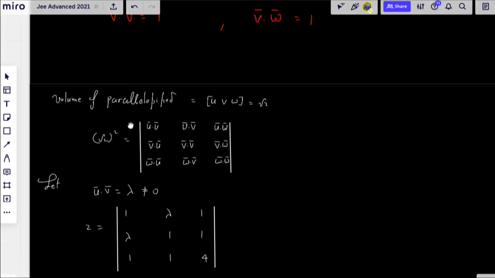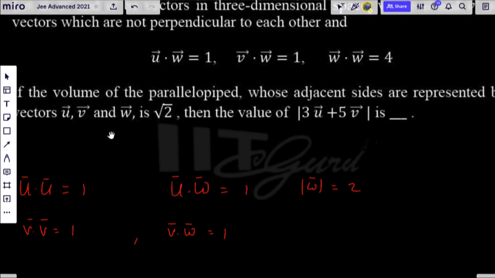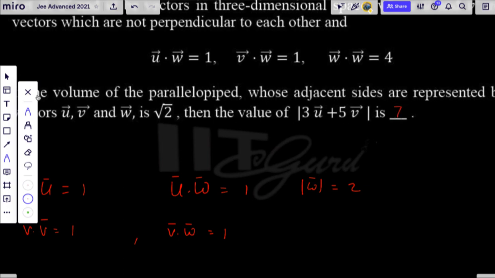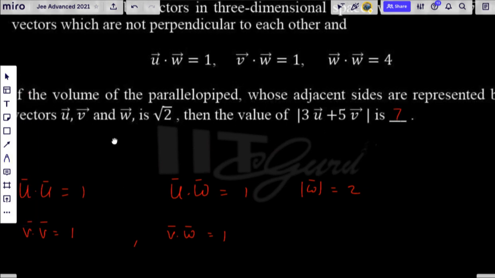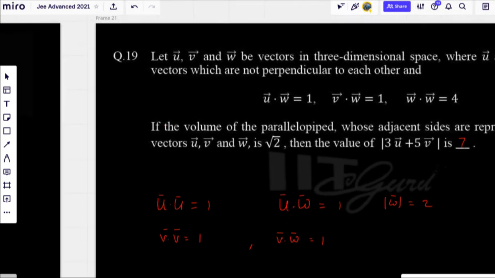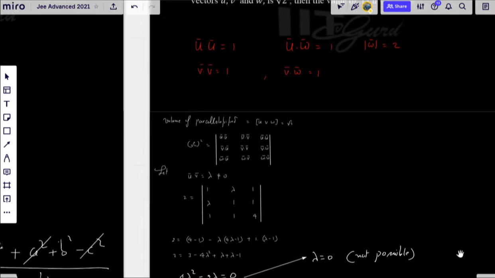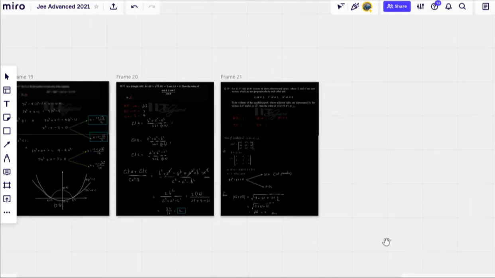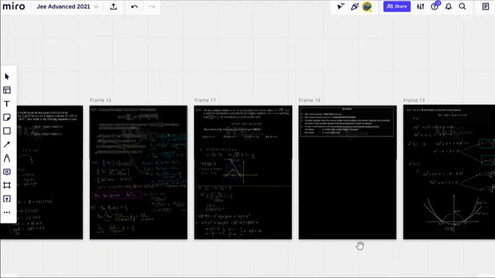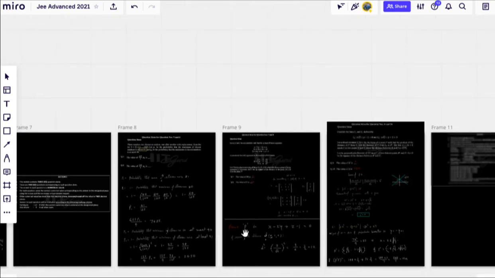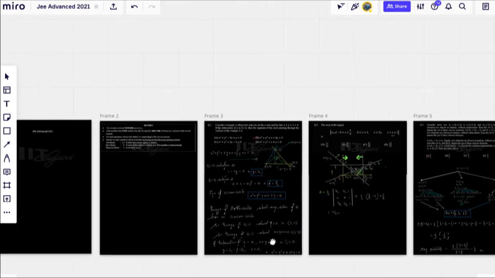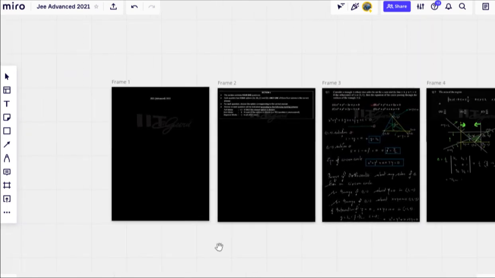As it is a single-digit type of question, the answer is 7, and that is the end of the paper. So this is the entire paper, we can take a glance at it. Okay, fine. Thank you to all of you.